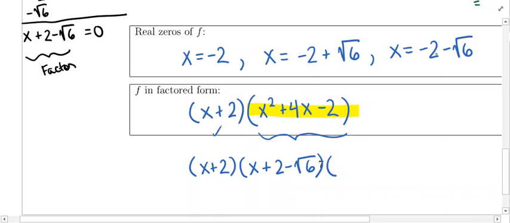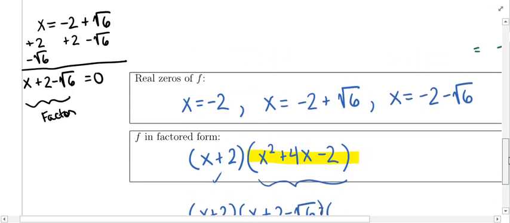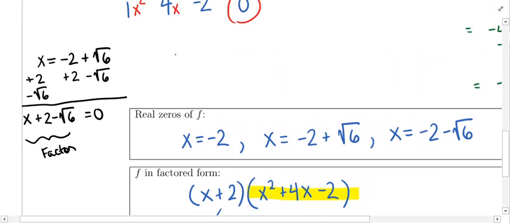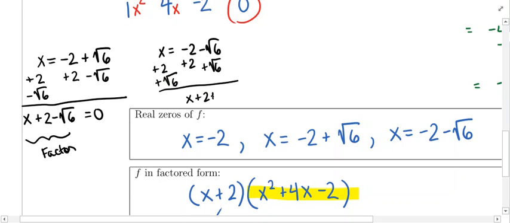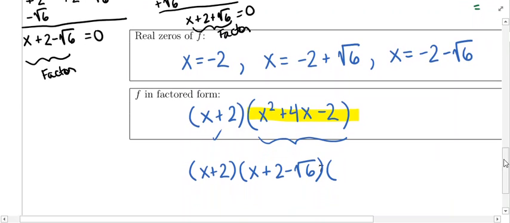And then this third x-intercept will also turn into a factor. We've got the third x-intercept is x equals -2 minus the square root of 6. Move everything over to one side and set it to 0. So we're going to add 2 and add the square root of 6. We get x plus 2 plus the square root of 6 is equal to 0. Here is the last factor. It's going to be x plus 2 plus the square root of 6.